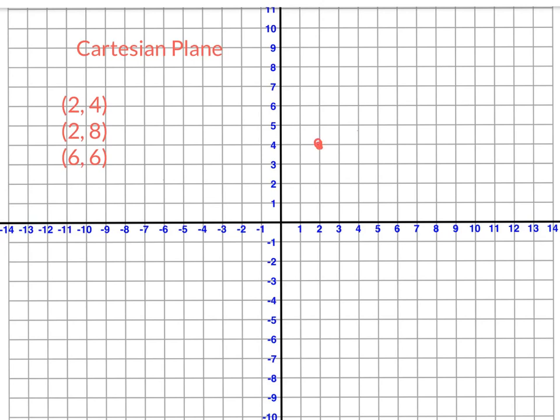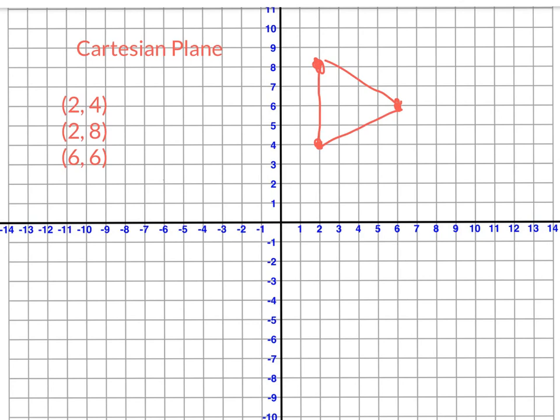Okay, then I have (2, 8). So over to the 2 on the x-axis, up to the 8 on the y-axis. Put my point there. Then I have (6, 6). So 6 on the x-axis, up to the 6. Okay, now if I connect those in order, I made a little triangle here. So that is how you plot points on the Cartesian plane.